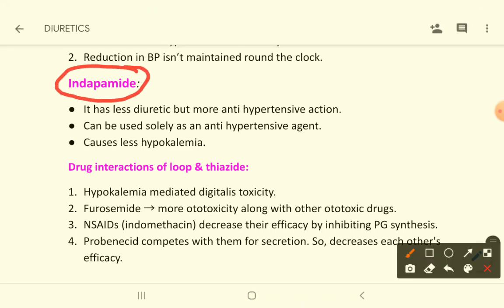Now indapamide, this is a thiazide-like diuretic. It has less diuretic but more antihypertensive action. It can be used solely as an antihypertensive agent and causes less hypokalemia. This is one of its advantages.